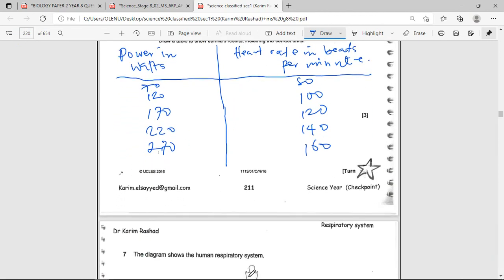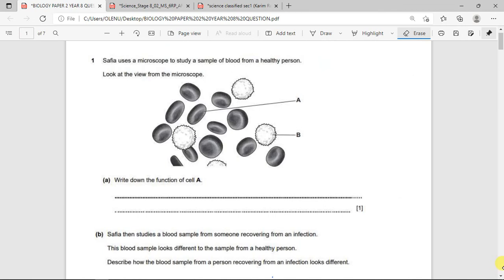Now, I have a question here which states that Sophia uses a microscope to study a sample of blood from a healthy person. Now look at the view from the microscope. Write down the function of cell A. Cell A here is a red blood cell, RBC, and the function is to transport oxygen.